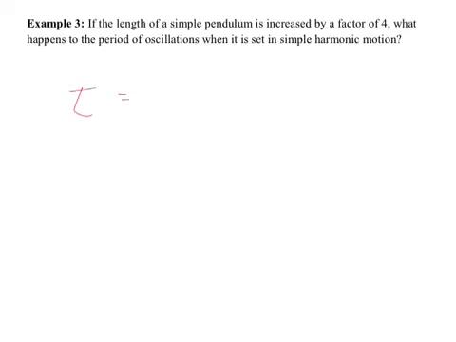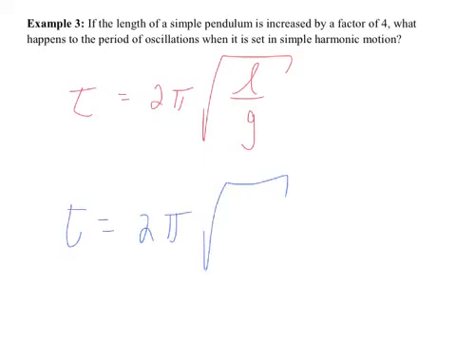Well, the period equals 2 pi radical L over g. Well, now we've got a period of a new pendulum. We have to figure out how it changes when we have 4 times the length. Well, that's the only difference there. This 4 right here. And if you remember your laws of radicals, if we have a product underneath a radical, we can break that product up. So radical 4L is the same thing as radical 4 times radical L.